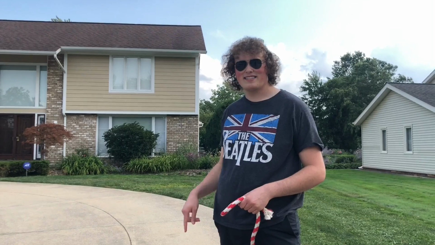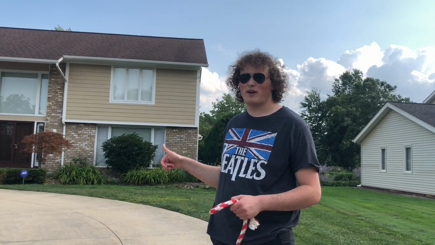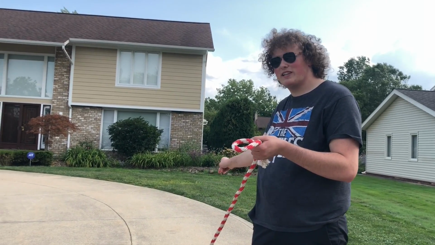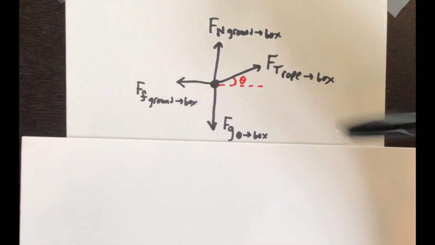When I was dragging the box, it had a downward force of gravity from the Earth, an upward normal force from the ground, the force of tension that I was pulling, and then a force of friction the other way. Let's go look at a force diagram. Here's the force diagram for the box.